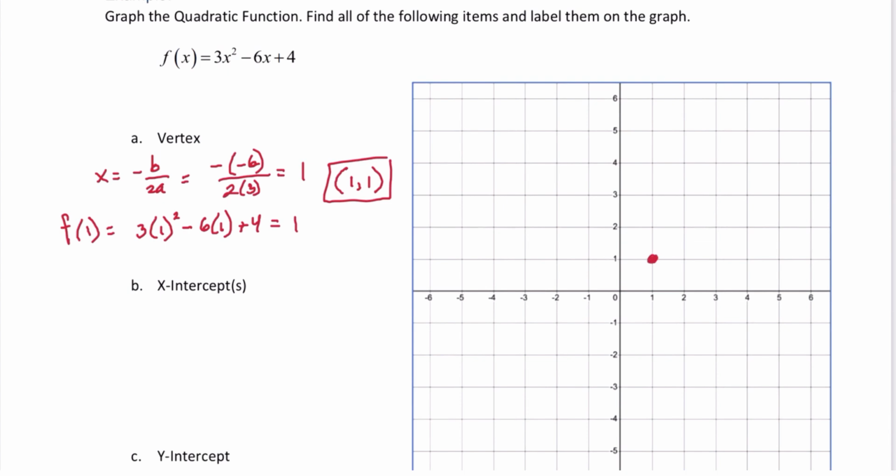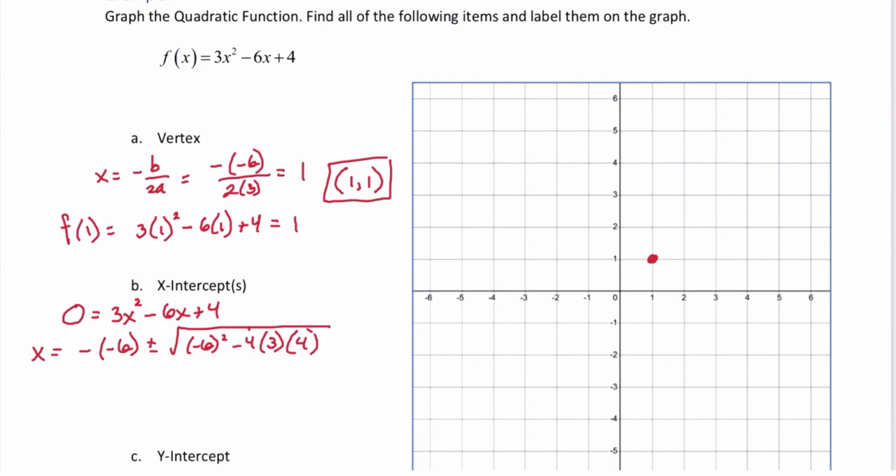To find the x-intercepts, we make y 0. 0 equals 3x squared minus 6x plus 4. Factoring is not going to work here, so we may need to use the quadratic formula. X equals negative b plus or minus the square root of b squared minus 4 times a times c, all over 2 times a.